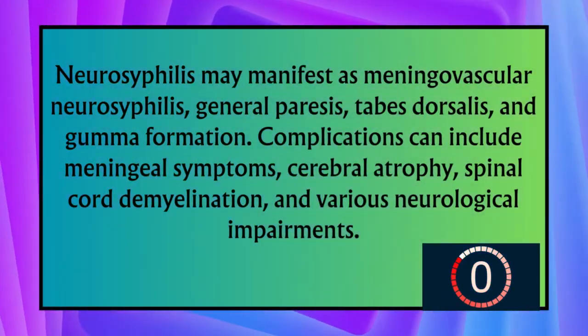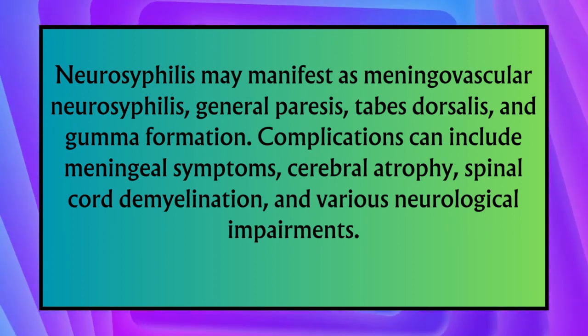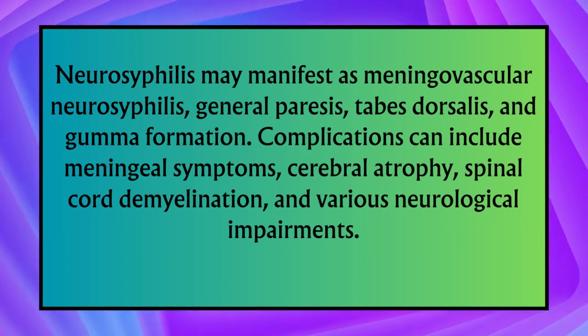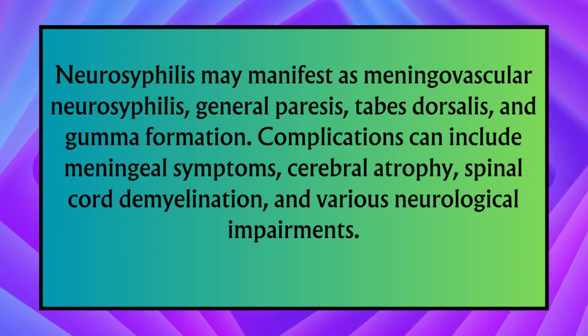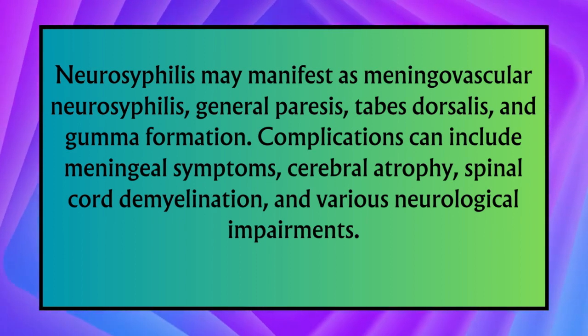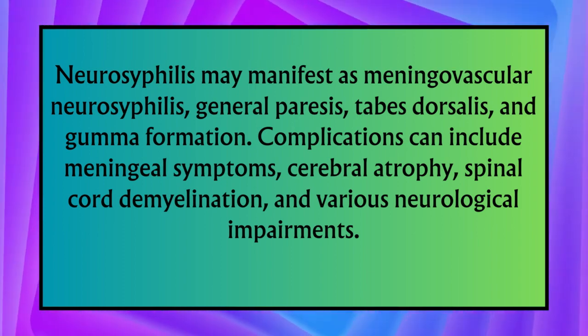29. Describe the potential forms and complications of neurosyphilis. Neurosyphilis may manifest as meningovascular neurosyphilis, general paresis, tabes dorsalis, and gumma formation. Complications can include meningeal symptoms, cerebral atrophy, spinal cord demyelination, and various neurological impairment.